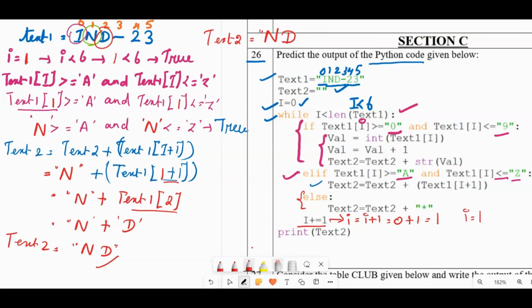Now again the increment is taking place. So erasing the unwanted things. I is 1 now, so 1 plus 1 is 2. So I is equal to 2 now. Let me erase the unwanted things here also.